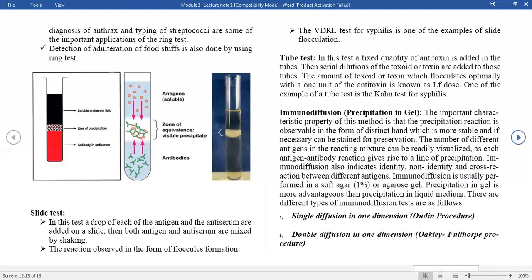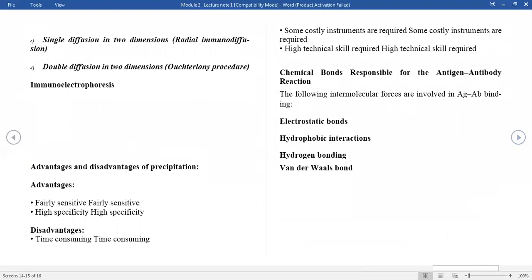So next one, the third one, is single diffusion in two dimensions, that is called radial diffusion. Generally a petri dish is used for this method. Agar gel is poured on a slide or maybe a petri plate, and antiserum is then incorporated in the agar. Wells are prepared on the agar surface, and the antigen is poured into the well. So bands of precipitate or rings are formed around the wells, and the concentration of antigen is estimated by measuring the diameter of the ring.